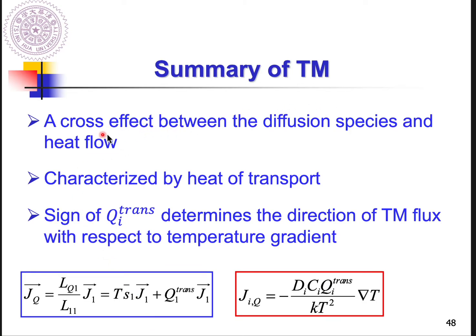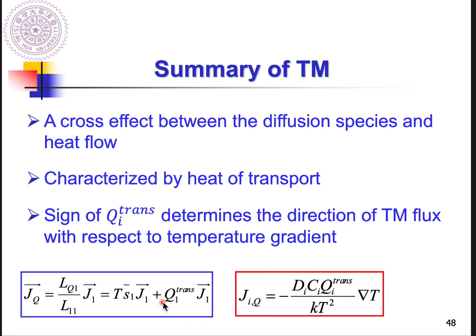Thermal migration is a cross effect between the diffusing species and the heat flow. And as we mentioned, there's a parameter we call the heat of transport, which will describe or characterize the thermal migration effect. And the sign of the heat of transport determines the direction of diffusing or moving atoms driven by this thermal or temperature gradient.